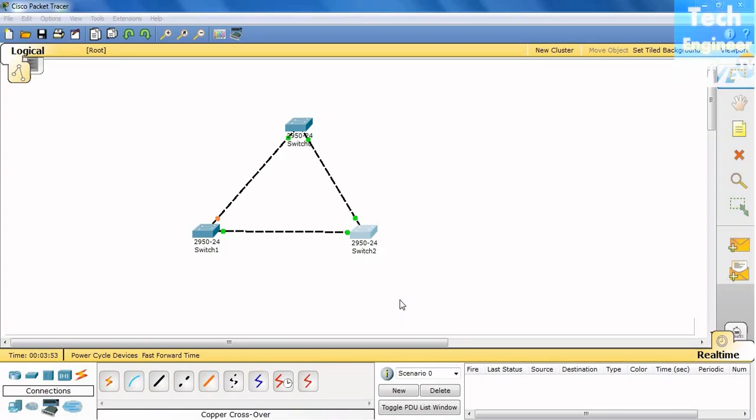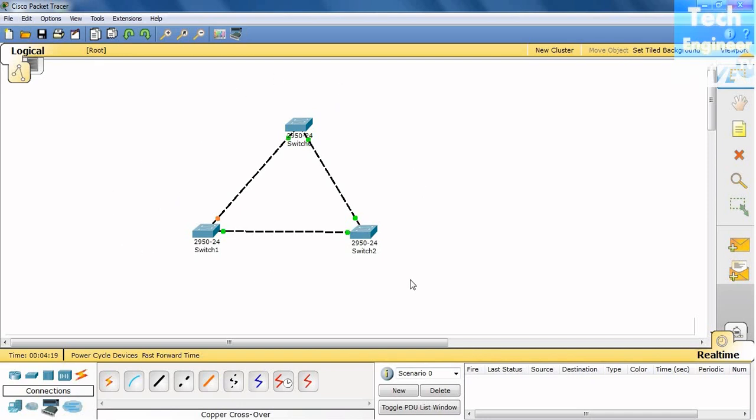In this tutorial, I'm going to discuss the concept of a root bridge election. It means how exactly, in a switch network, switches find out for themselves which one is the root. For example, if three switches are connected with each other.